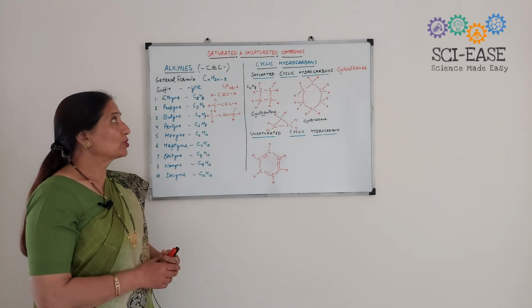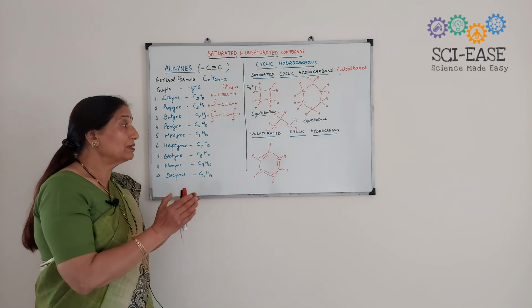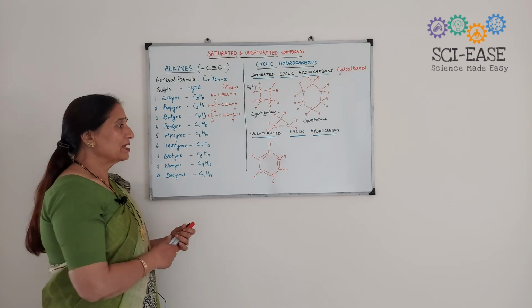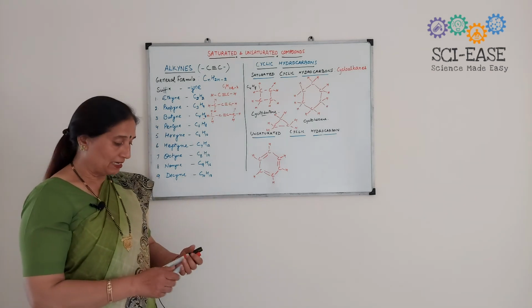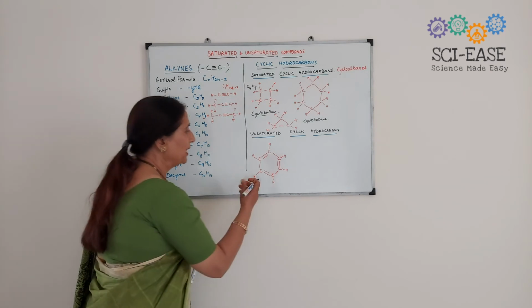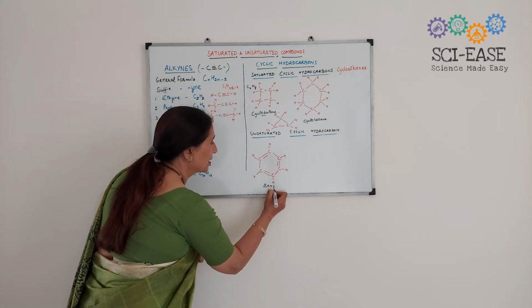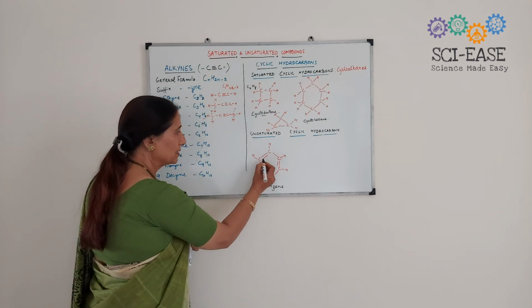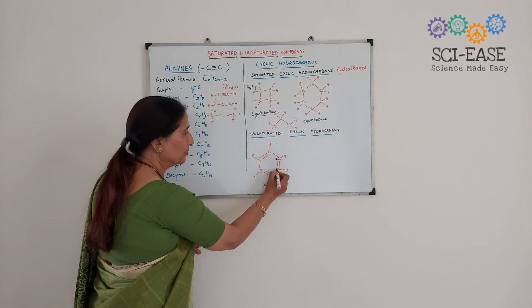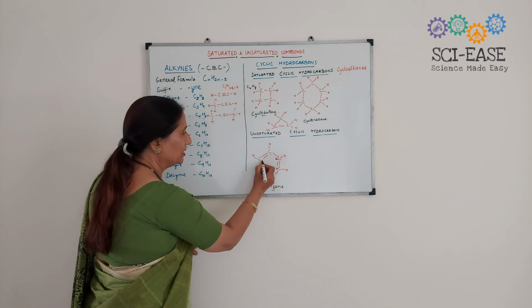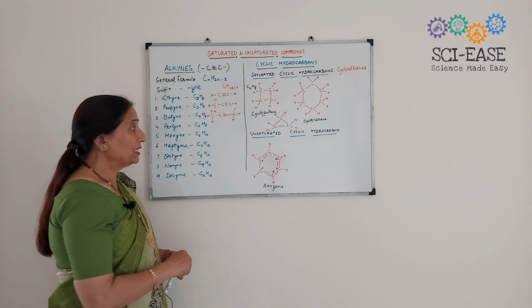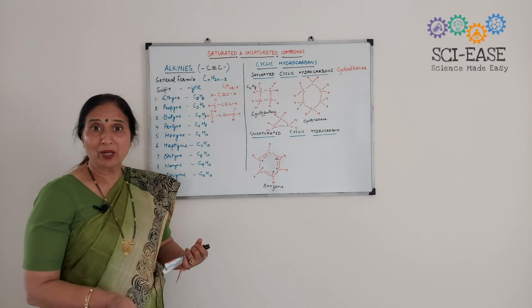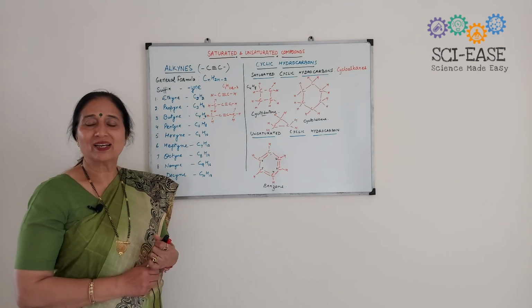So, there are cyclic saturated hydrocarbons also, and there are unsaturated cyclic hydrocarbons also. This is the structure of benzene. How many carbons? 1, 2, 3, 4, 5, 6. 6 carbons, but there are alternate double bonds in this. So because there are double bonds in it, it's an unsaturated cyclic hydrocarbon.